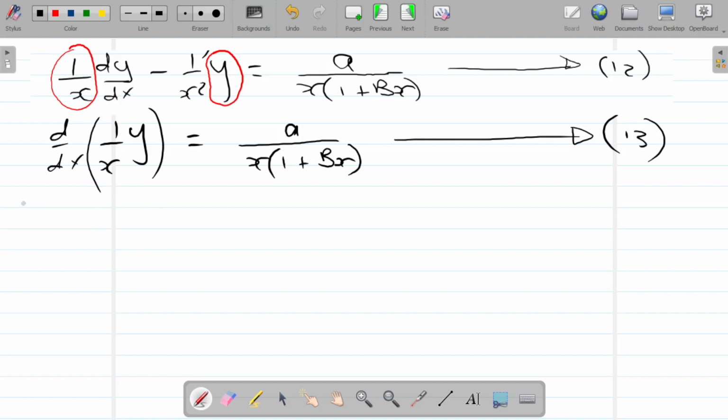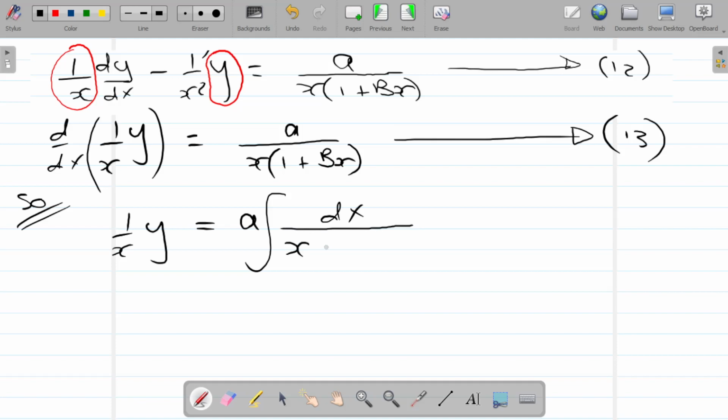So we have 1 over x, y. If we integrate both sides of equation 13, we get 1 over x times y equals, I'll put the constant a outside the integral sign, and we have a dx because we're bringing a dx up here, and that's over x times 1 plus bx. And we call that equation 14.